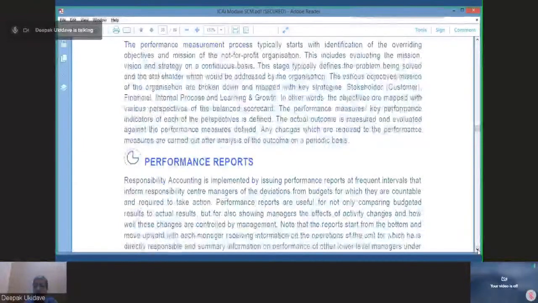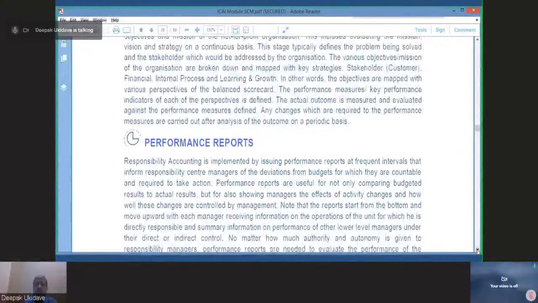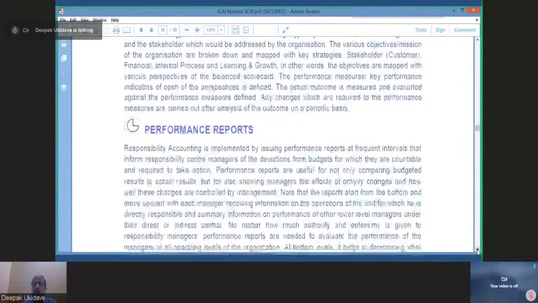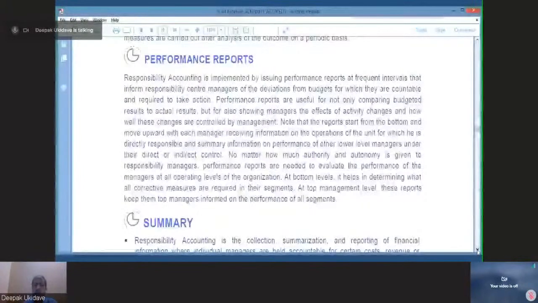There has to be a proper reporting system which should be inculcated, and responsibility accounting calls for periodic reports from time to time, on a quarterly basis, on a monthly basis, on a fortnightly basis, right? These are required from the line managers and functional managers, and these performance reports will enable top management to evaluate the performance of operating managers at all levels in the organization.